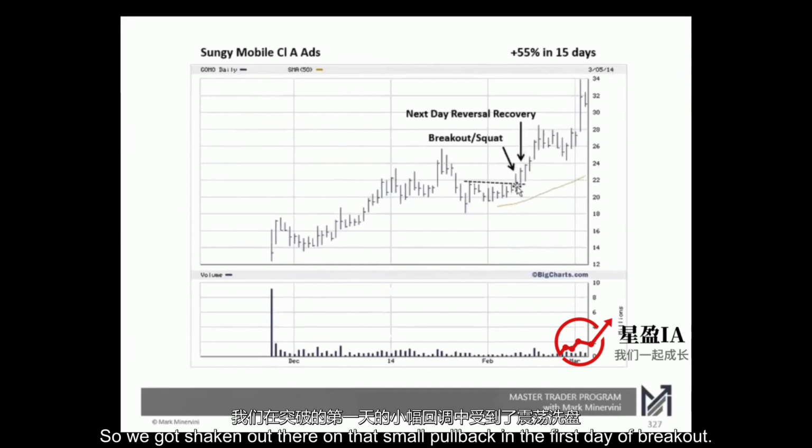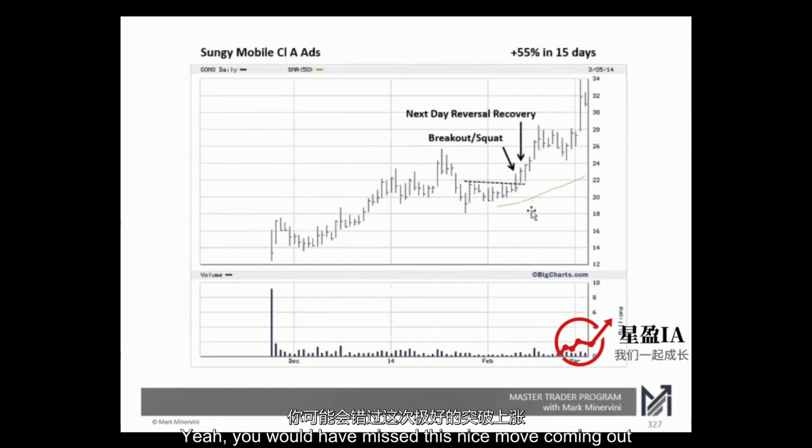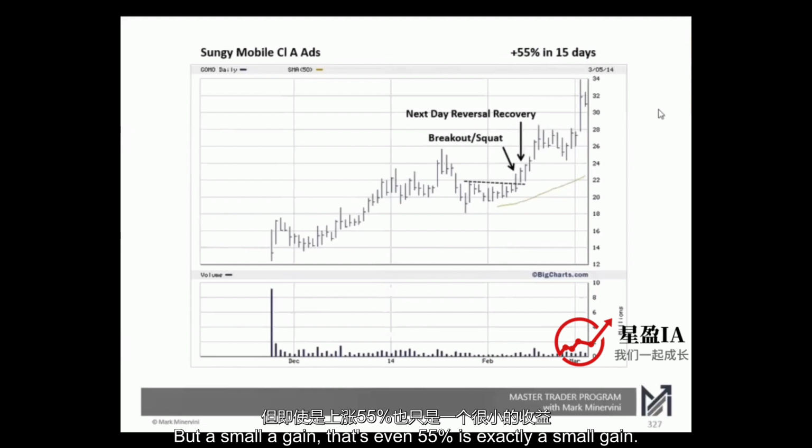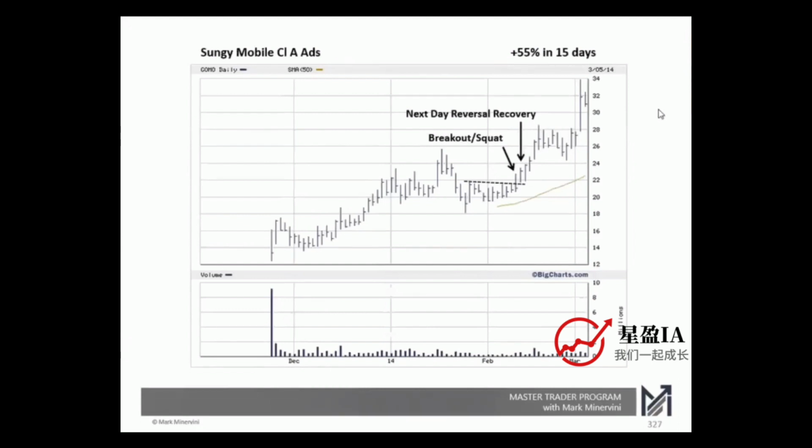See, so if you got shaken out there on that small little pullback in the first day of breakout, you would have missed this nice move coming out. And again, take a look here: 55% in 15 days. People think that we show all these big winners, but a gain that's even 55% isn't exactly a small gain, and certainly in 15 days that's a tremendous gain. So these gains can add up.